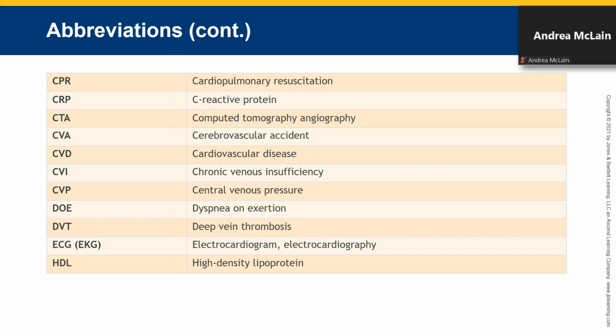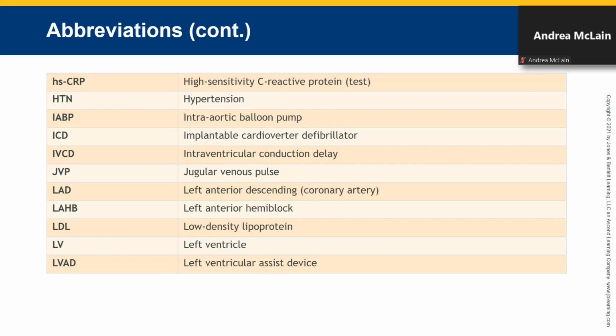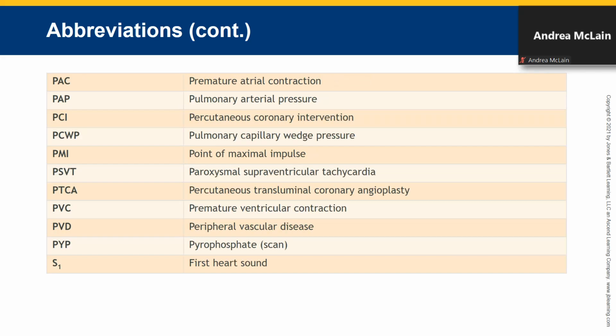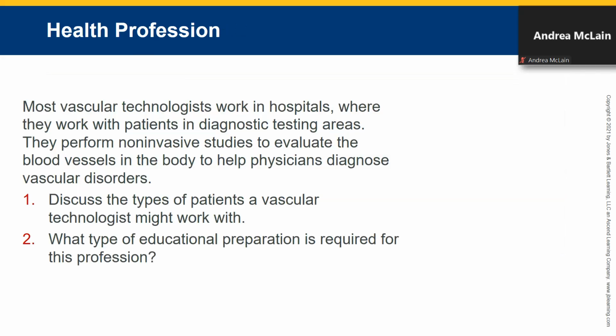Cardiovascular disease in a medical note, you may see CVD a lot, or CVA for a cardiovascular accident. Very common. HTN is an abbreviation for hypertension, high blood pressure. That we see a lot. LDL, low density lipoprotein, that lipid protein complex that's really not good to have in high numbers in your body. Let's see, there's a lot here. We're not going to go through them all.